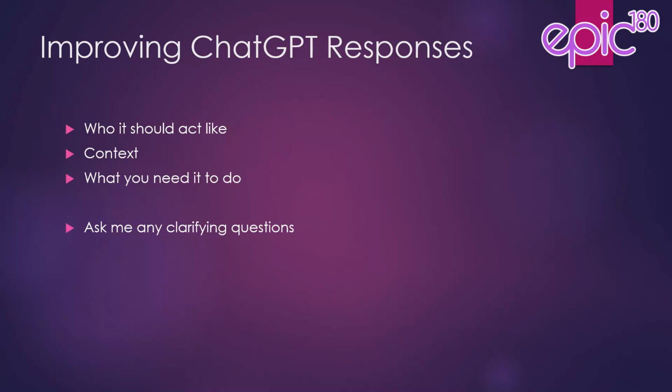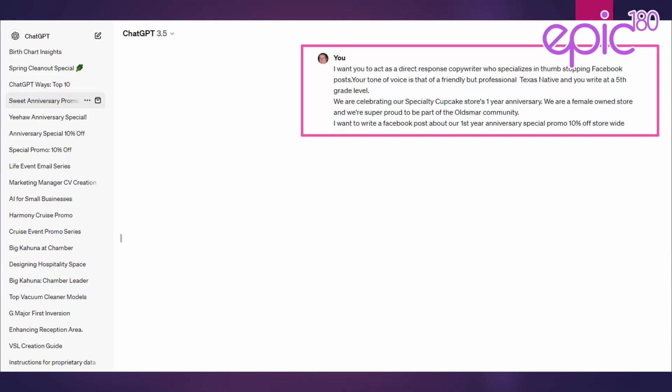So if we do that and we change the prompt we did earlier, now I have a longer one that says, I want you to act as a direct response copywriter who specializes in thumb-stopping Facebook posts. Your tone of voice is that of a friendly but professional Texas native, and you write at 5th grade level. And 5th grade level, it's just because studies show that people read at a 5th grade level. So let's write it that way. Otherwise, it can be not too confusing, but people get bored and they'll stop reading if they see all these weird words they don't understand.